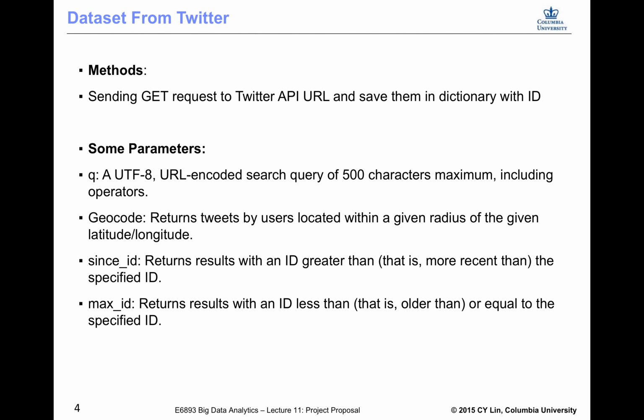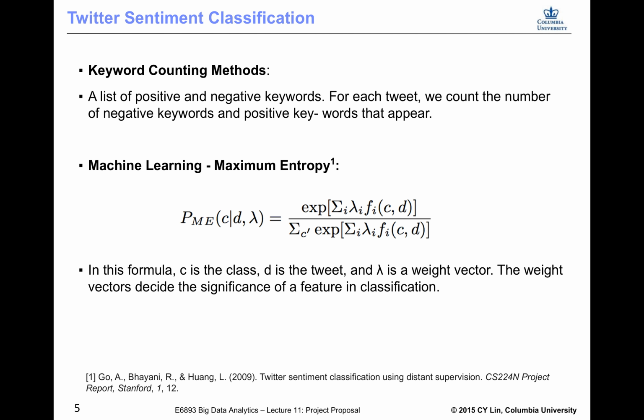It's a specific location like Manhattan. And since_id and max_id are used to return tweets within a specific range and avoid duplicate ranges of tweets. We also need to do some retweet handling in this method.